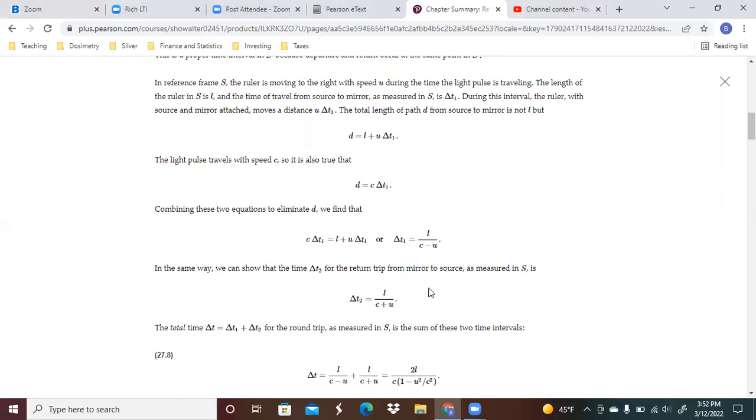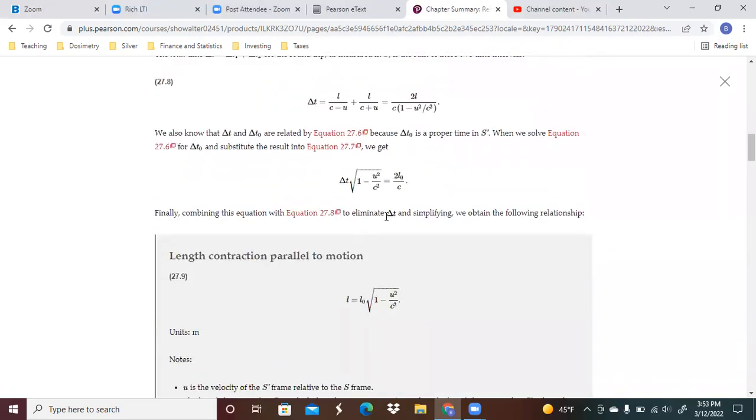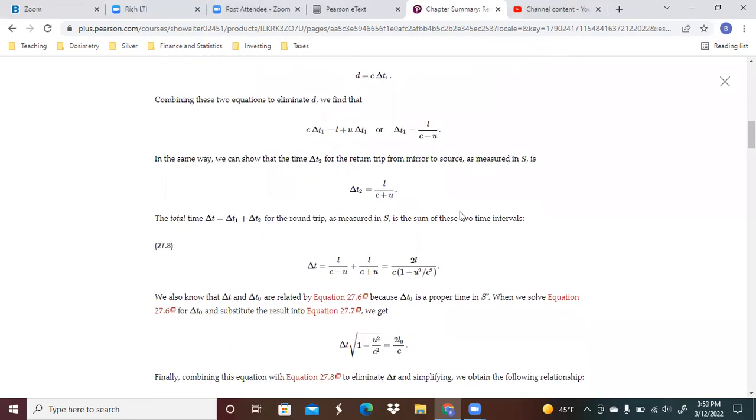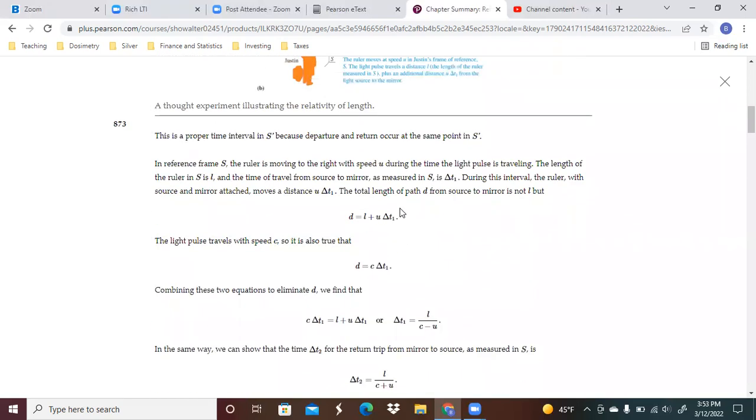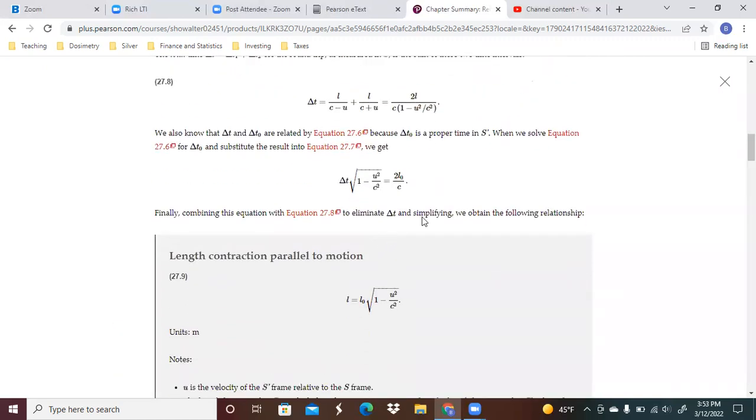In the same way, we can show that the time delta T2 for the return trip from mirror to source, as measured in S, is this. The total time for the round trip is the sum of those. It comes to this. And we also know that these two are related by this equation. So when we solve equation 27.6 for this and substitute in the result that we have from equation 27.7, which is right here, we come up with this. So finally, combine this equation with 27.8, eliminate delta T by simplifying. This is the relationship we come up with.